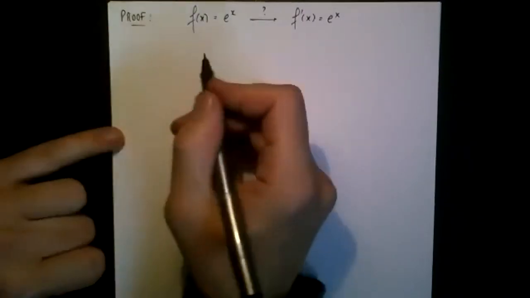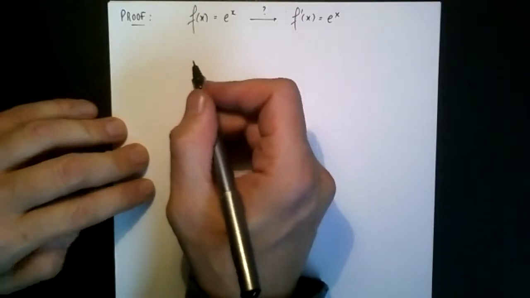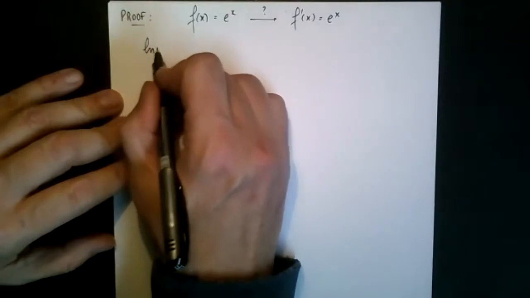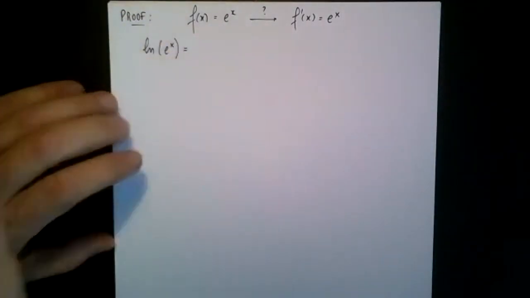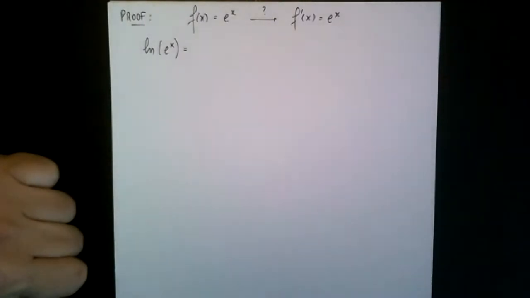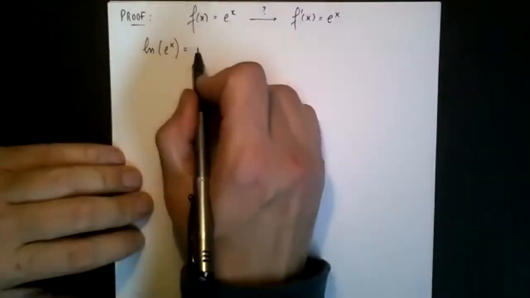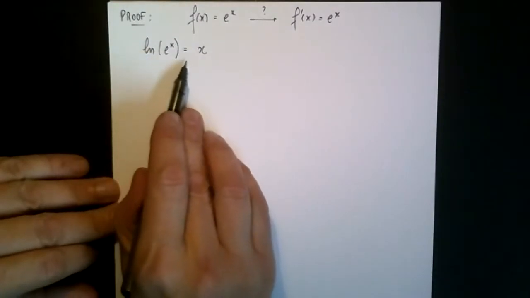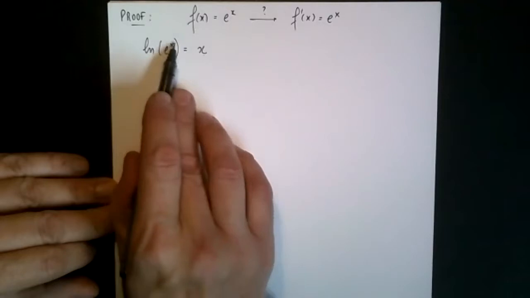So let's go. This is how I'm going to start. Ln of e power x is equal to what? What's ln of e power x? X, right? Ln of e power x is x. Why? Because e power what gives me e power x? Well, x. E power x equals e power x.